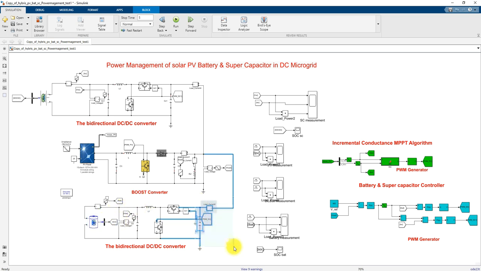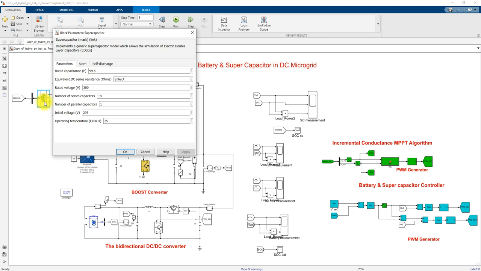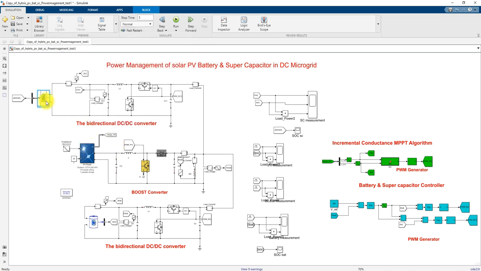It is connected to the DC bus via this bidirectional converter, and then here we have the supercapacitor. The supercapacitor rated capacitance is 99.5 farad, and the rated voltage is considered as 300 volt. The initial voltage of the supercapacitor here is 295 volt. This supercapacitor is also connected to the DC bus via this bidirectional converter.